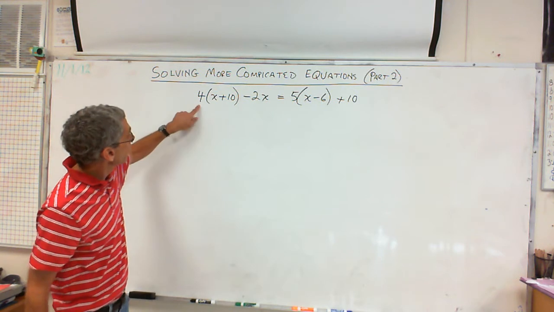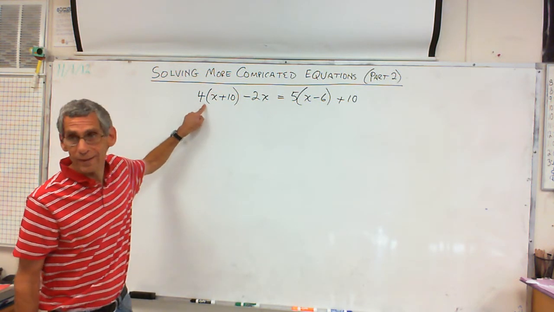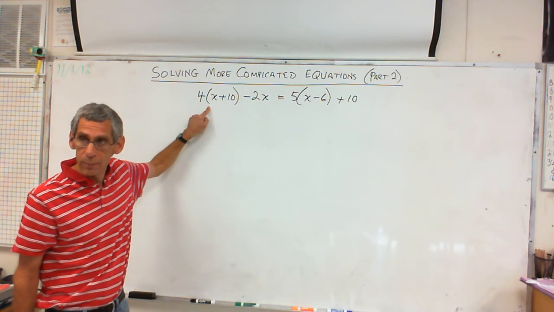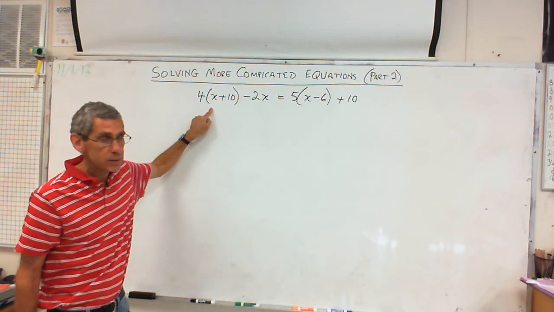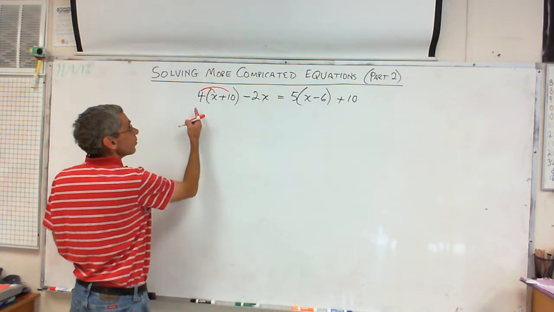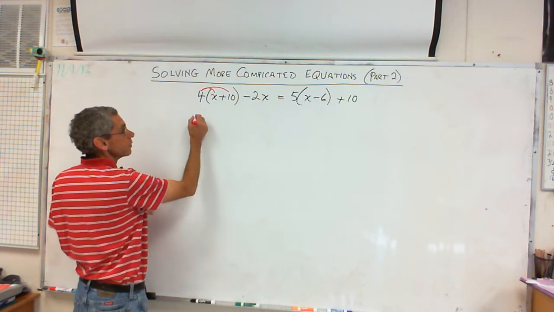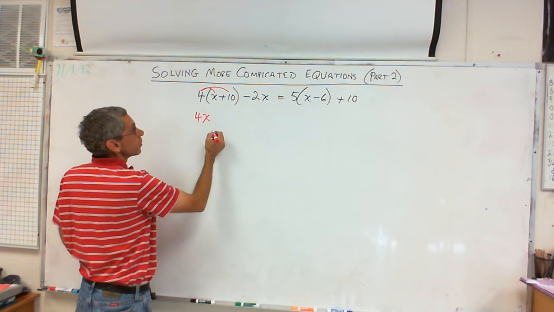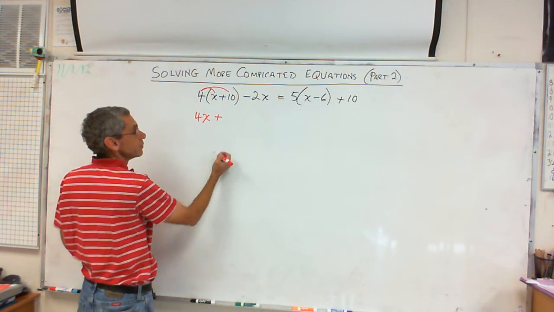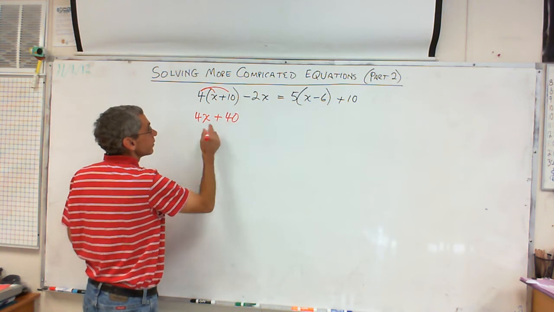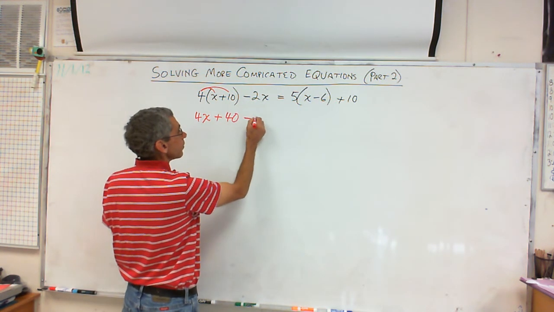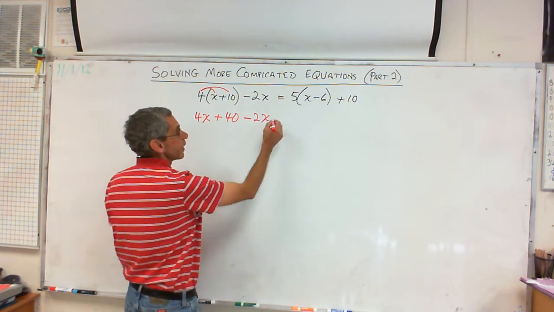Now, unfortunately, we have 4 next to a parenthesis. So that means we've got to use a property in order to get rid of that parenthesis. What is that property, Sal? The distributive property. So I'm going to do my little arcs to remind myself not to forget to multiply both. What's 4 times x? 4x. What is then a plus sign? Plus. What's 4 times 10? 40. All right, so I'm done. I got rid of my parenthesis there. Now I have minus 2x, and then I have an equal sign.